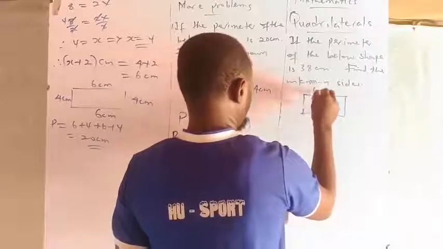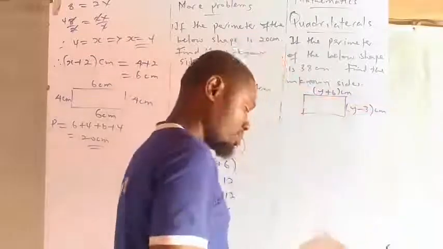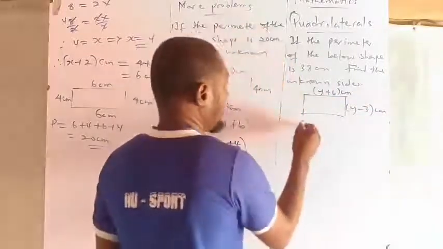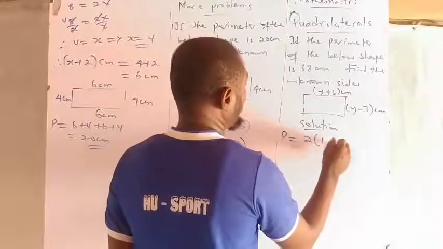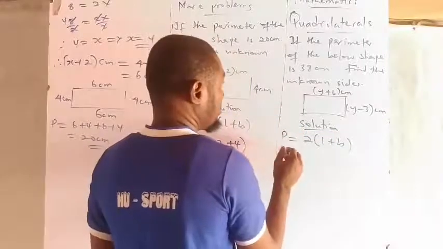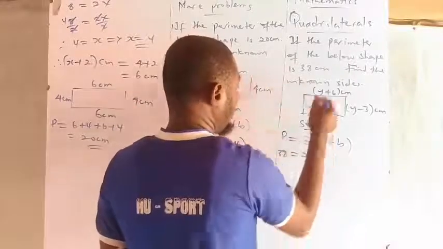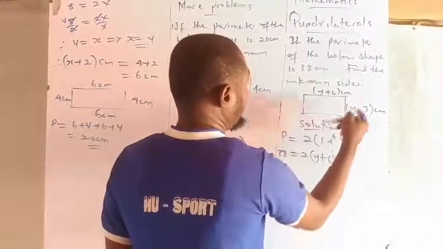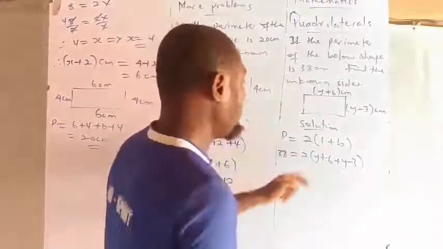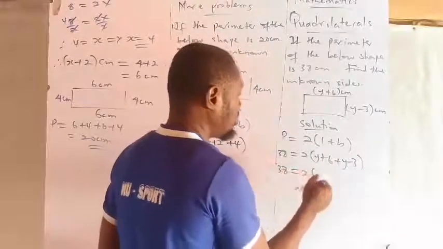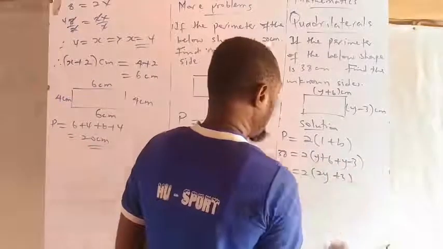You have y plus 6 centimeters, then you have y minus 3 centimeters. It's simple to also deal with. State the formula solution. The formula is perimeter is equal to 2 into L plus B. The perimeter given to us is 38 centimeters, is equal to 2 into, in place of L, I'll write y plus 6. In place of breadth, I'll write plus y minus 3. Deal with what you have inside the bracket. That will be 38 is equal to 2 into y plus y is 2y, and 6 minus 3 is plus 3.